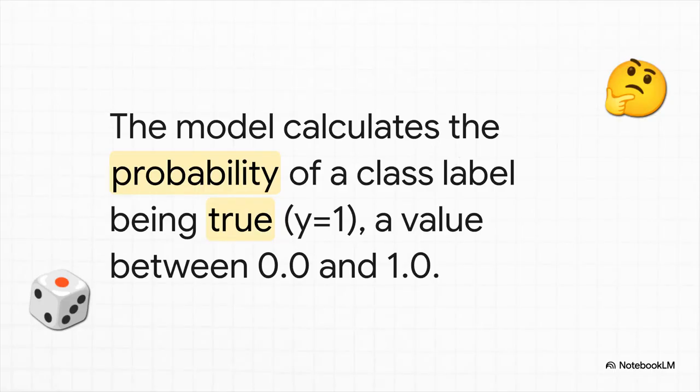And here's the key, the real magic. The model doesn't just spit out a yes or a no. It's more subtle than that. First, it calculates a probability, a score from 0 to 1. You can think of it as its confidence level. A score of 0.9 means it's pretty darn sure the patient has diabetes. A 0.1 means it's really confident they don't.